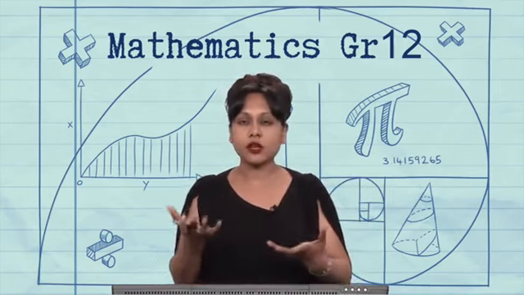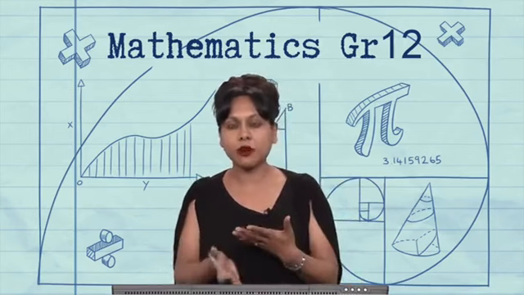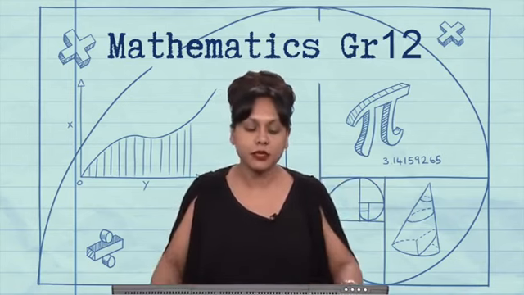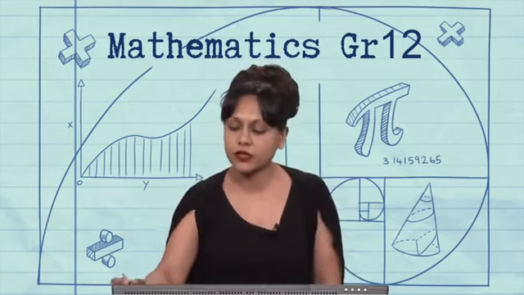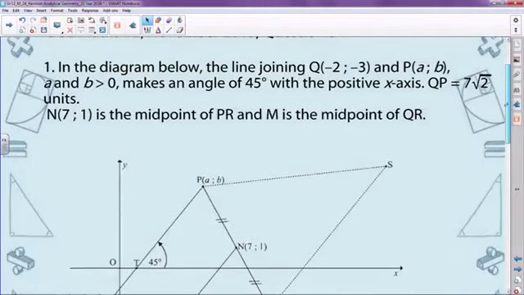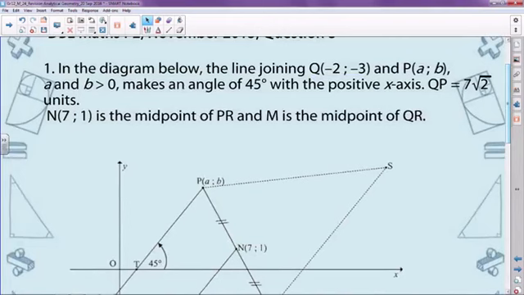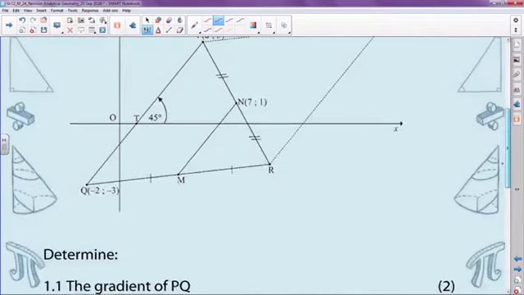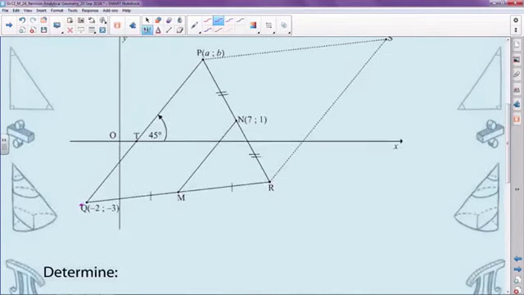Okay, so this question comes from a past paper. It's from the November 2015 paper. This is paper 2. Let's first read the question together and mark down the information. So we are told that in the diagram below, the line joining Q with coordinates (-2; -3). All right, so let's have a look in our diagram. Where is that? So that's Q there in the third quadrant.